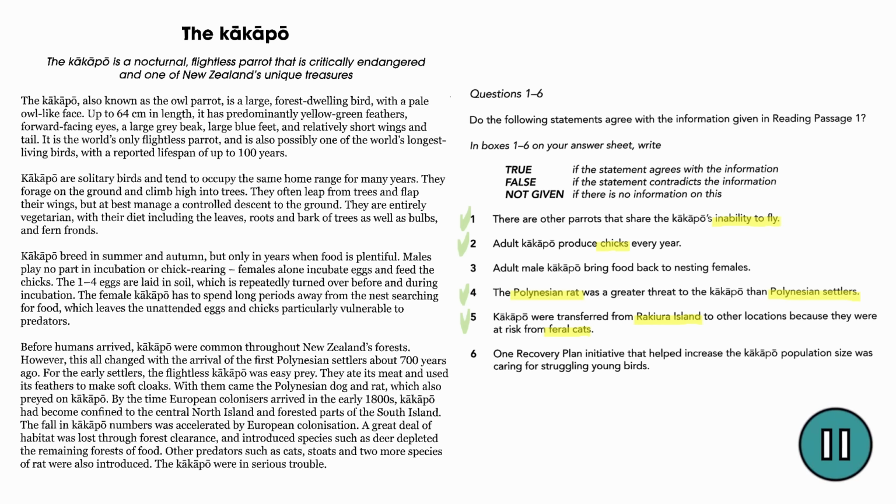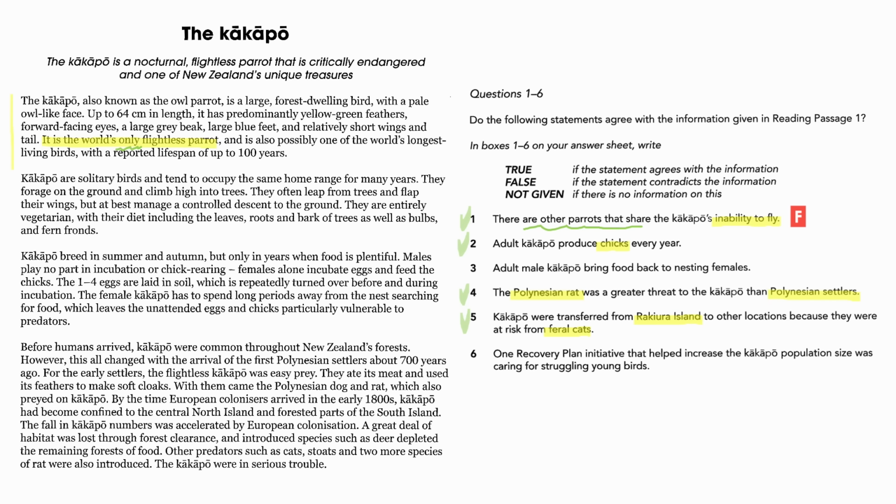Okay, and now pause the video and find your answer to question number 1. Okay, we're looking for something about their inability to fly. And in this first paragraph, we can read, "It is the world's only flightless parrot." Yes, so it's unable to fly. But the text says it's the only one, while the statement says there are other parrots that are unable to fly. So there is a direct contradiction. The answer is false.